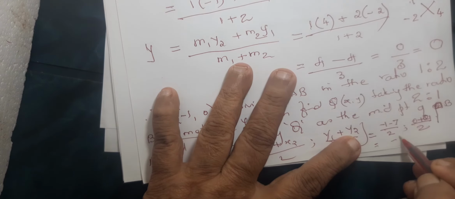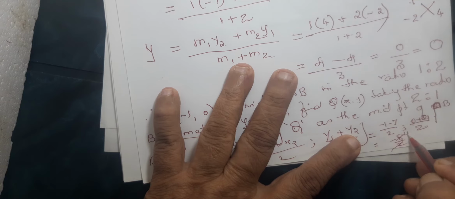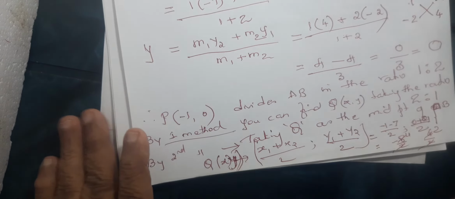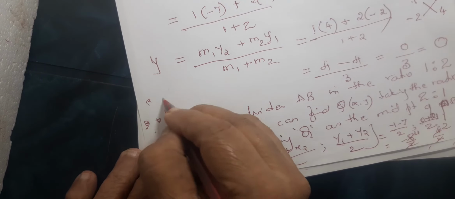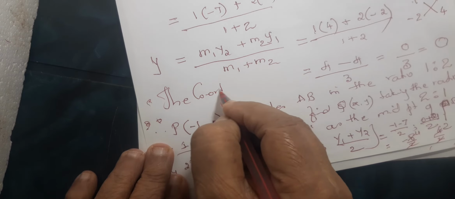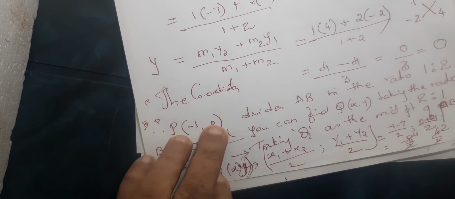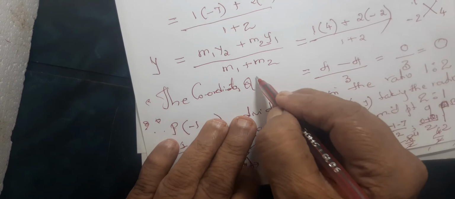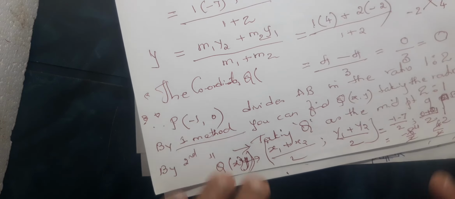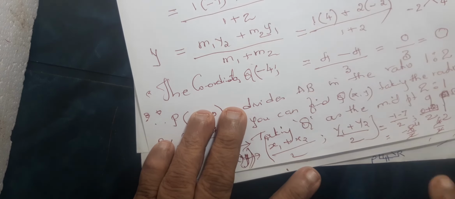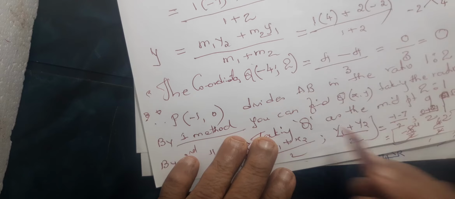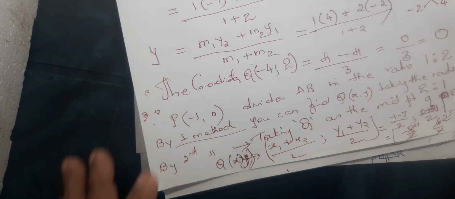So minus 8 by 2, which is equal to minus 4. And this is 4 by 2. This will be 2. So finally, I'll write here, the coordinates I have found here. You should find here only. So that's why I am writing here. The coordinates of Q are minus 4, 2. X coordinate is minus 4 and Y coordinate is 2. So minus 4, 2. Now this is the way how to do it, by taking the midpoint.